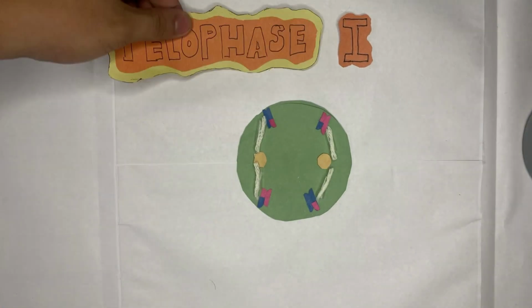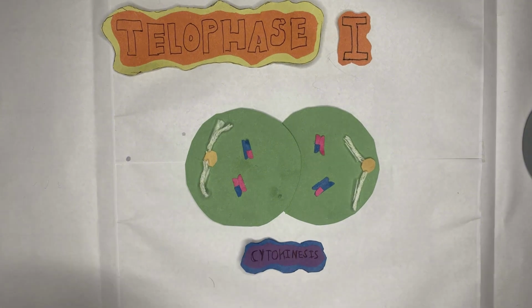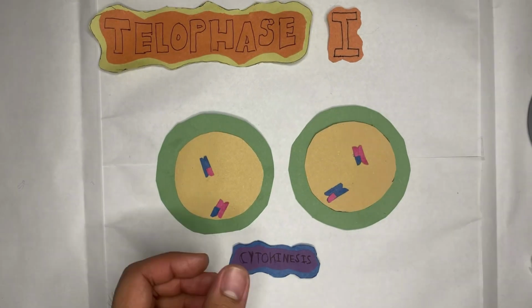The last stage of meiosis 1, telophase 1, the cell begins to divide with 2 chromosomes on each side of the cell. Spindle fibers disappear and the nuclear envelope reforms.